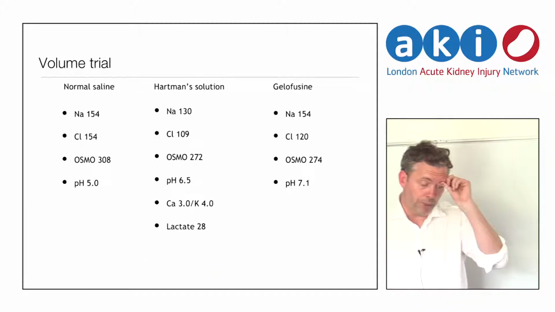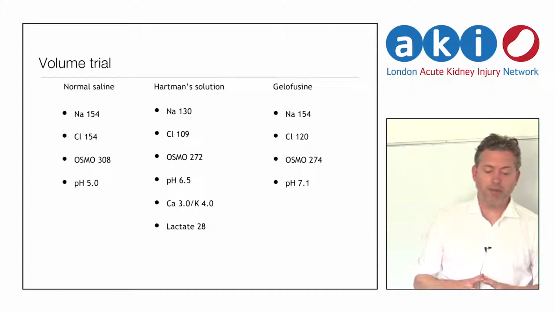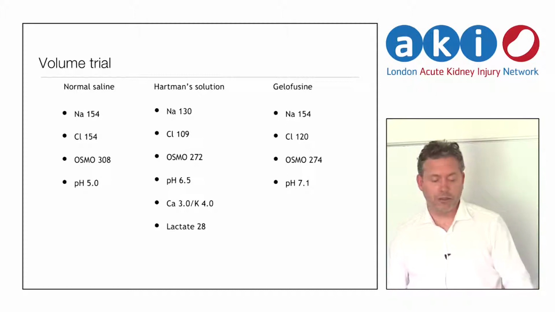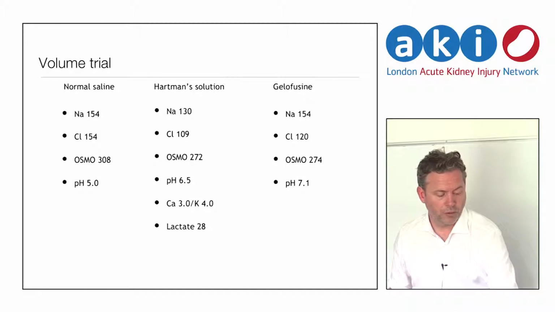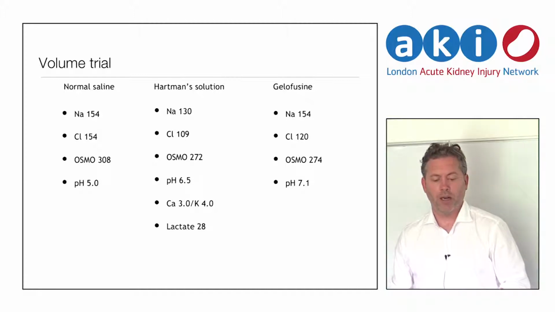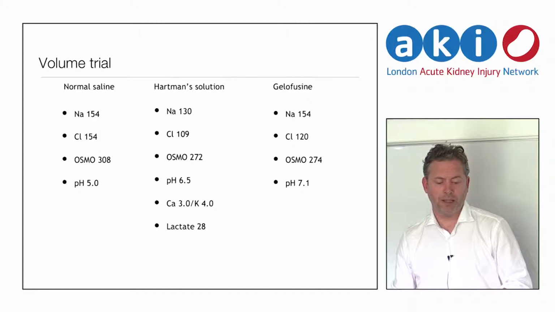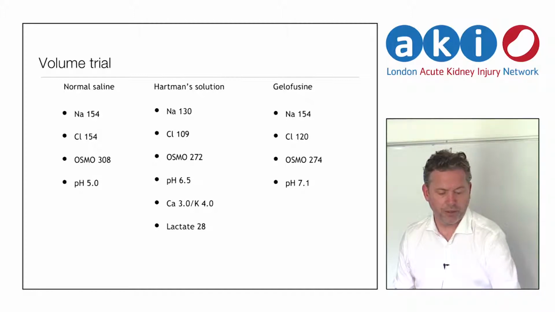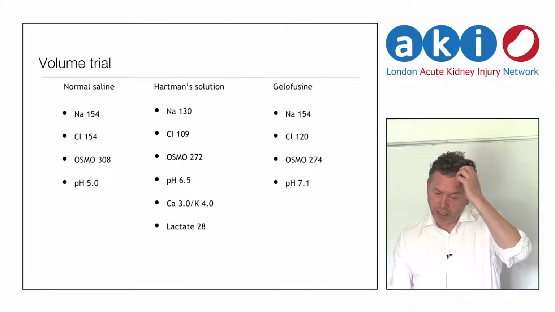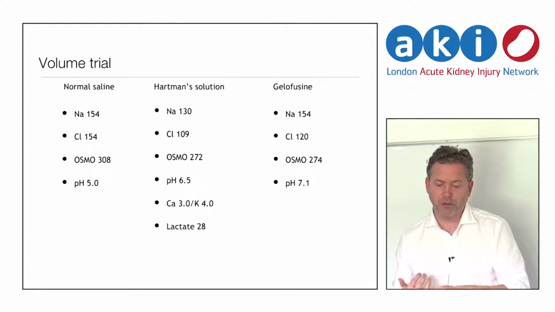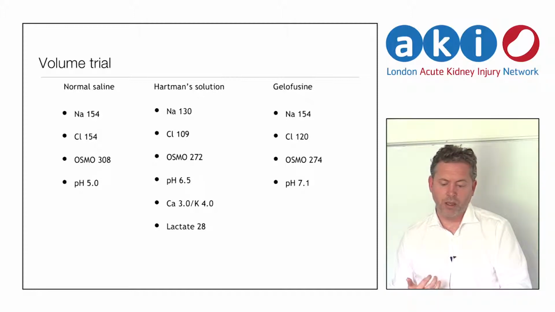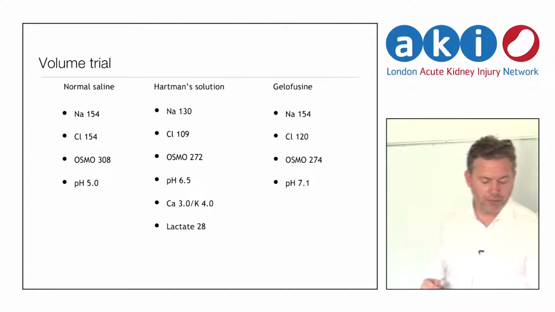What fluids are commonly used? Well, in the UK, normal saline, high sodium and chloride concentration, supraphysiological, somewhat acidic, it's not buffered, so there's a pH of 5. Hartmann's solution, more physiological, buffered with lactate, pH 6.5, and finally gelofusine. Again, supraphysiological values for sodium, quite effectively buffered with a pH of 7.1.